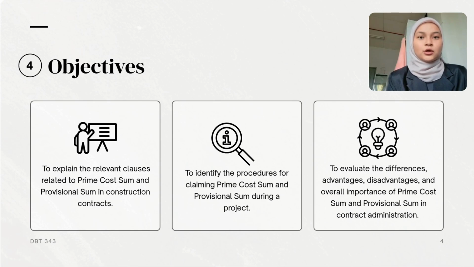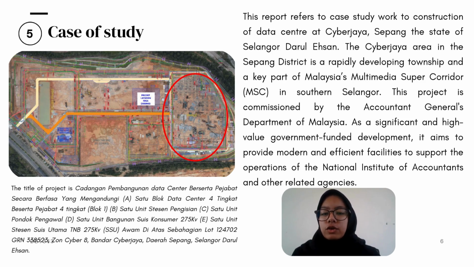Next are the three objectives for this topic. First, to explain the relevant clauses related to prime cost sum and provisional sum in construction contracts. The second one is to identify the procedure for claiming prime cost sum and provisional sum during a project. And the last one is to evaluate the differences, advantages, disadvantages, and overall importance of prime cost sum and provisional sum in contract administration.